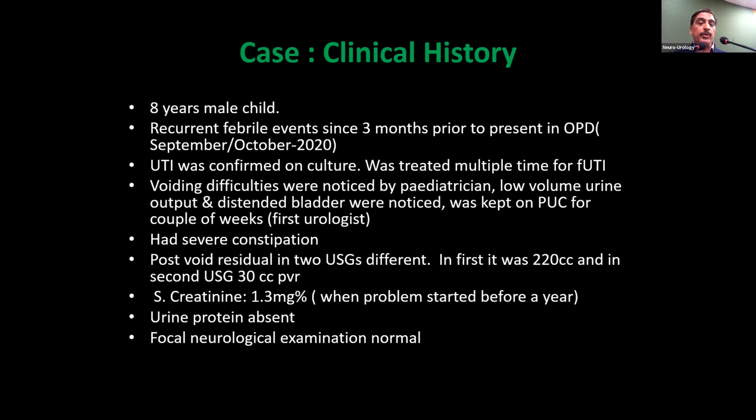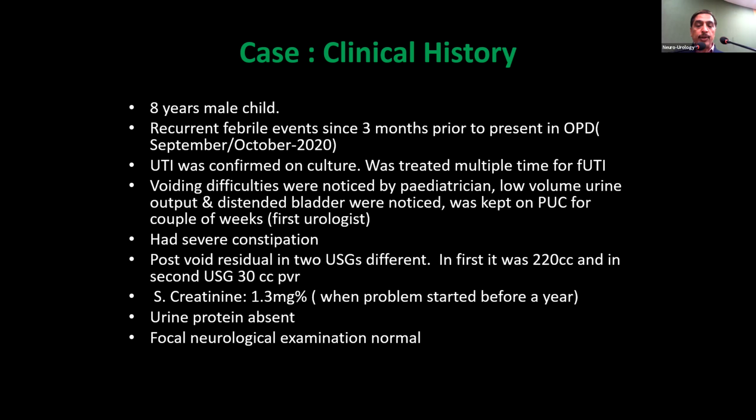So this is an 8-year-old male child who presented to the pediatrician with recurrent febrile events since 3 months prior to presenting in my OPD. UTI was confirmed on culture, and he was treated multiple times for febrile UTI. Pediatricians noticed voiding difficulties. Parents were not complaining. Low volume urine output and distended bladder were noticed. He was kept on a catheter for a couple of weeks by the first urologist.